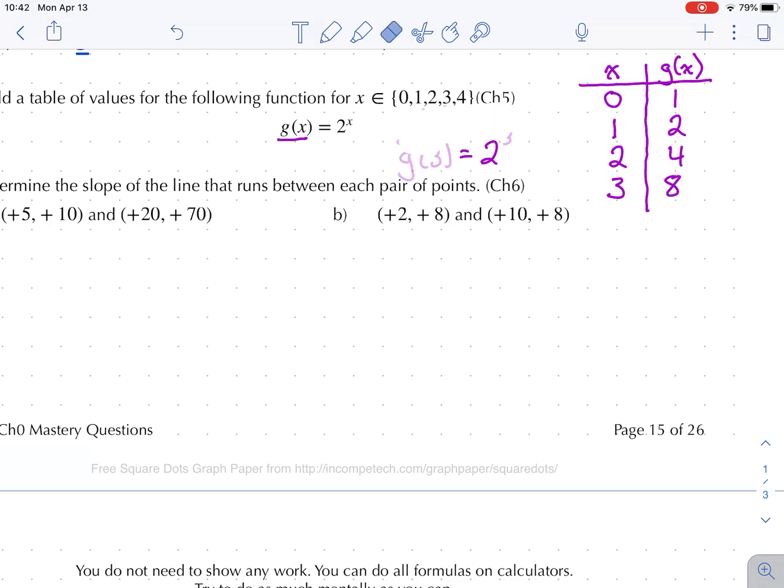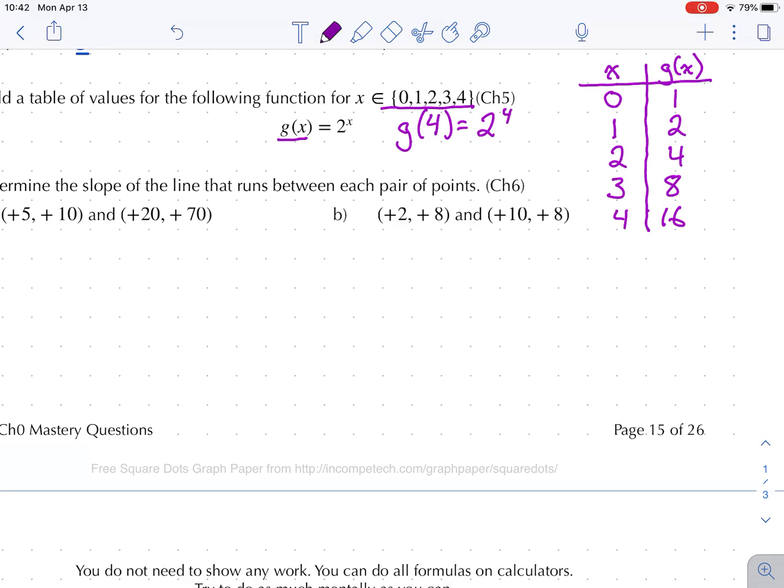And lastly, our function g evaluated when x is equal to 4 is equal to 2 to the power of 4. 2 to the power of 4 is 2 times 2 is 4, times 2 is 8, times 2 again is 16. So there is our table of values for this function for all of these values for x.